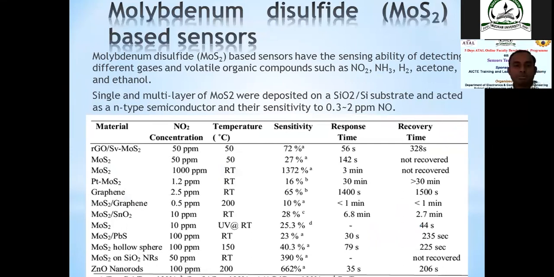There are multiple other sensors fabricated using molybdenum disulfide. Those can sense hydrogen, acetone, ethanol, and other gases also. So the same material, in combination with other materials, can be used for sensing different gases. The only thing we have to concentrate on is the temperature requirement, whether it is room temperature or not, how much the sensitivity is, what the response time is, what the recovery time is, and how many parts per million are required for sensing those gases. That is very important.